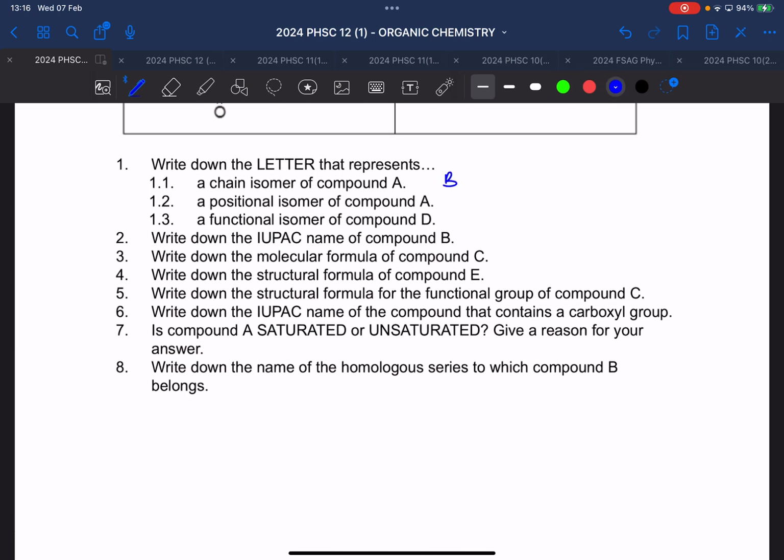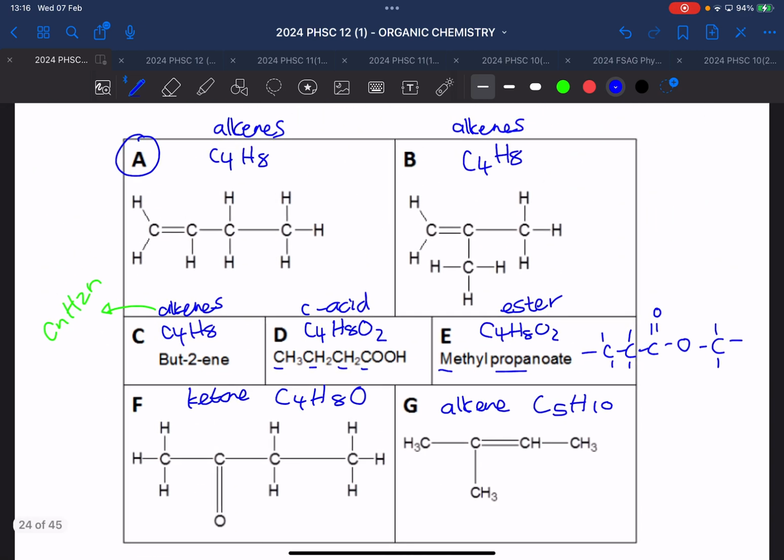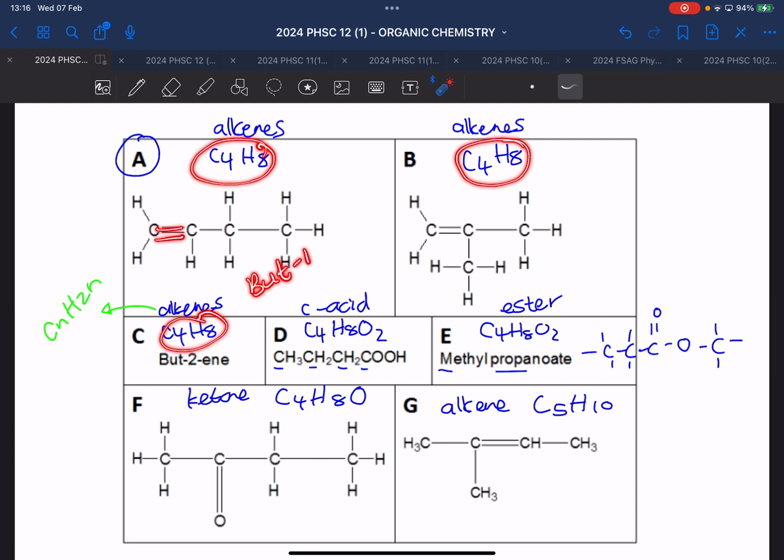Next one. The positional isomer of compound A. So again, there's A. This is the molecular formula. Either that one or that one. The positional, so the position of the weird thing must be on a different place. That is the weird thing on the first one. So this would have been but-1-ene. So then it can't be but-1-ene again. It must be but-2-ene. So the answer is C.